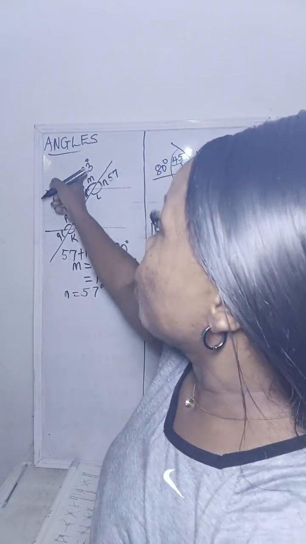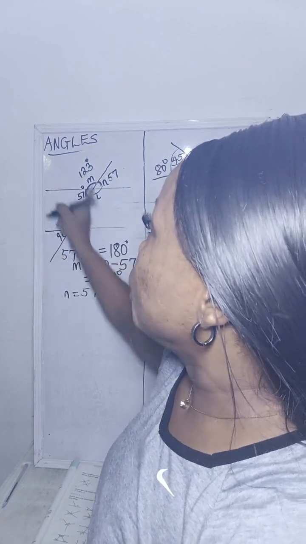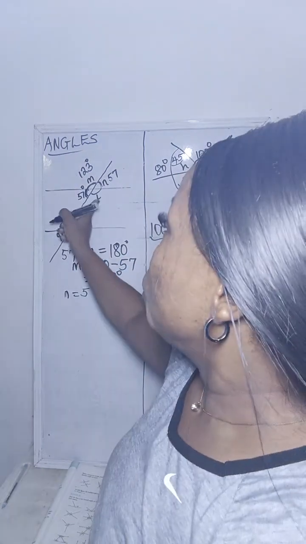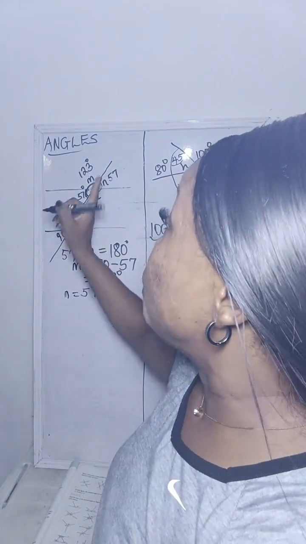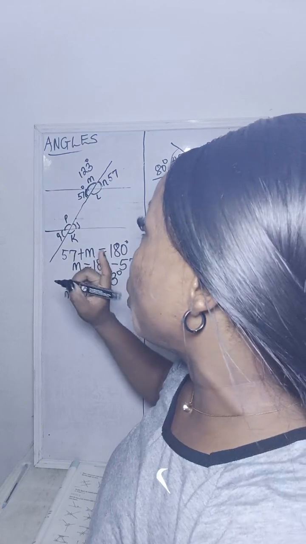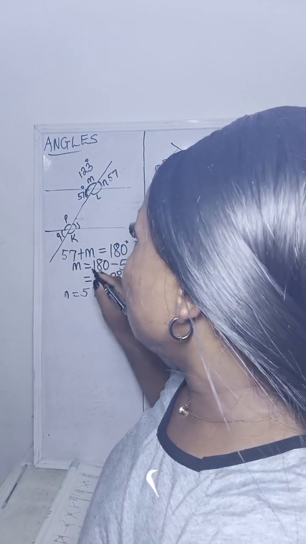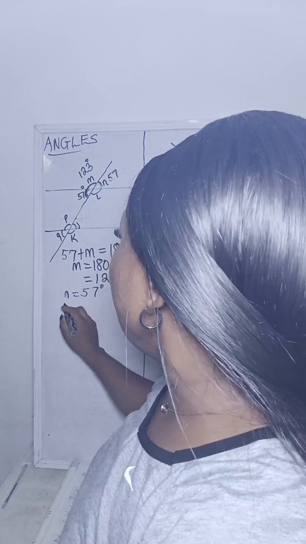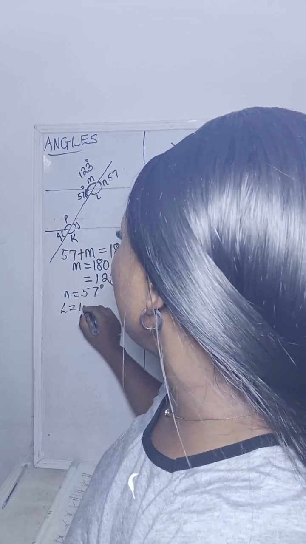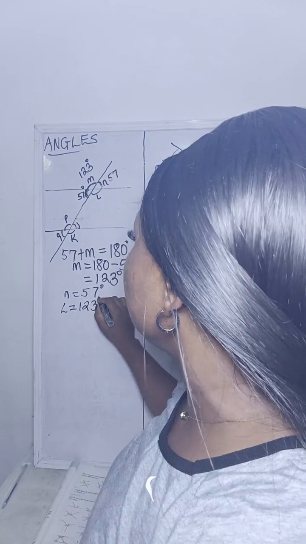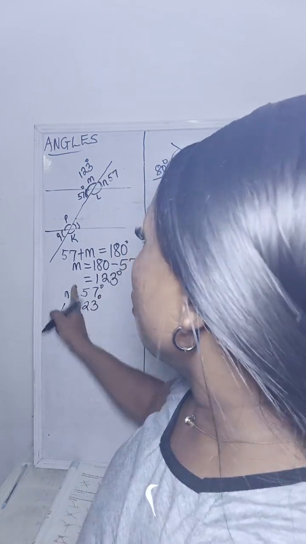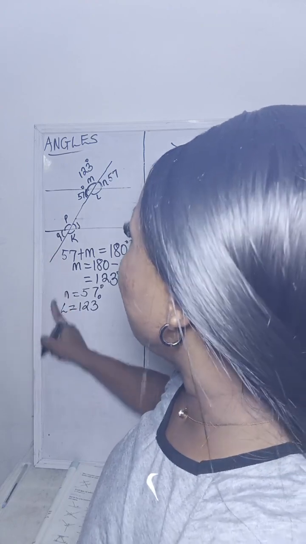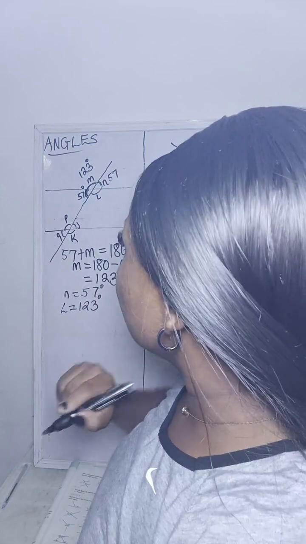L is opposite to M. Can you see that? If L is opposite to M, it means that they are equal. Vertical angles are equal. So L is equal to 123 degrees. Now we are getting places. We found our M, we found N, we found L.